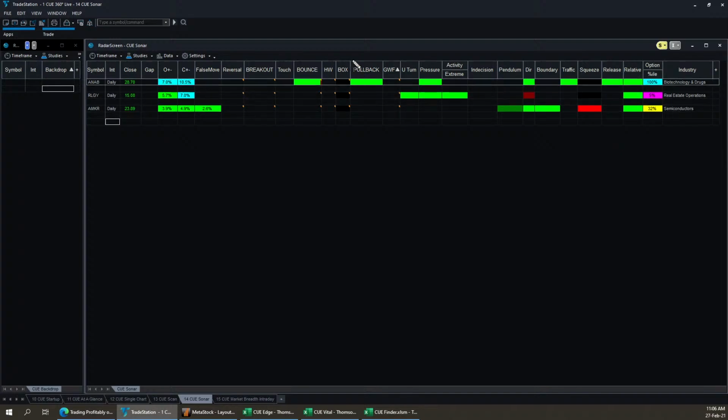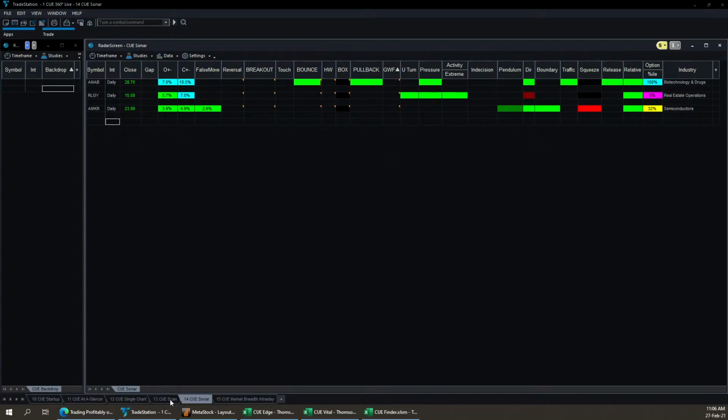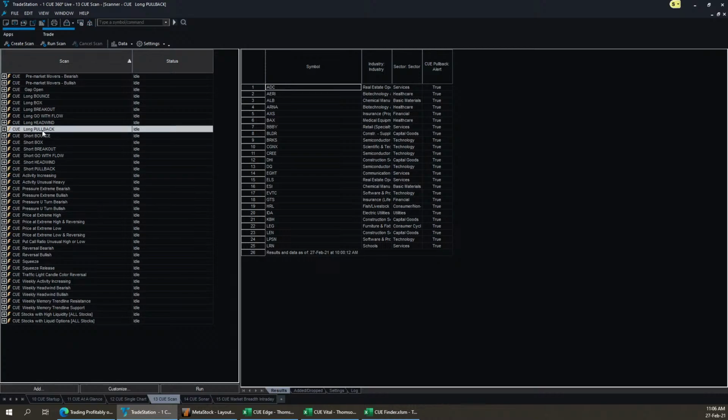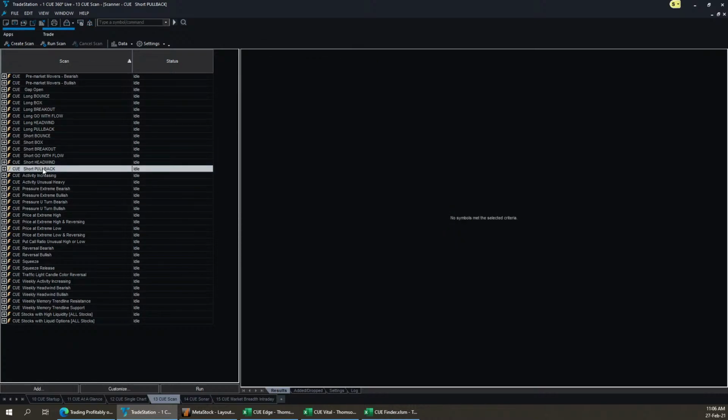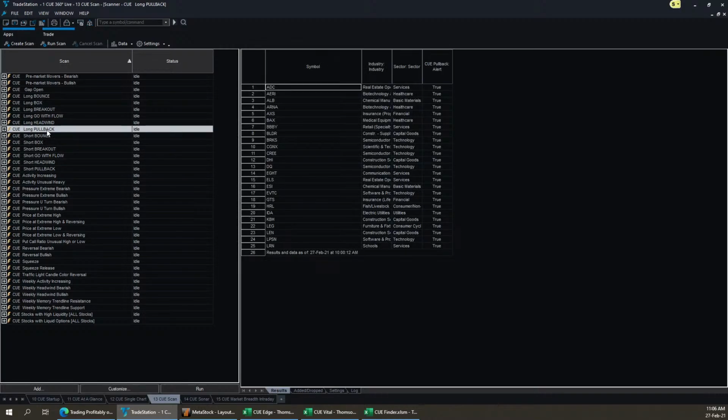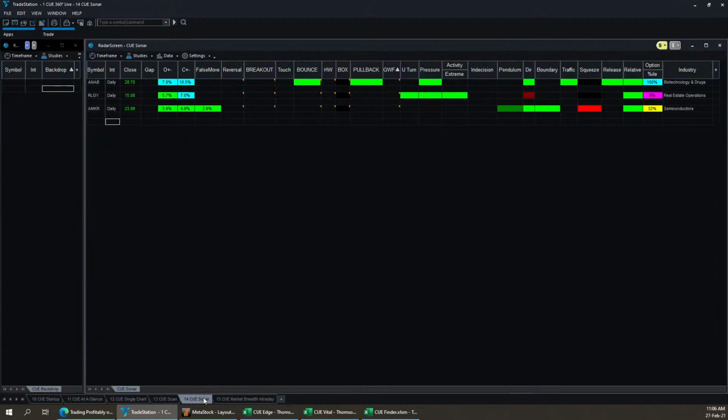Now Q Sonar or radar has a limitation. It cannot run on 2000 plus data. That is why for Elite I have added pullback to the sonar, and I have also created two scans, long pullback and short pullback. Therefore, if your symbol list is thousands of stocks, you may use the Q Elite scan, and if you have fewer symbols, say 200 to 500, then you may use sonar to know the pullback and other signals.